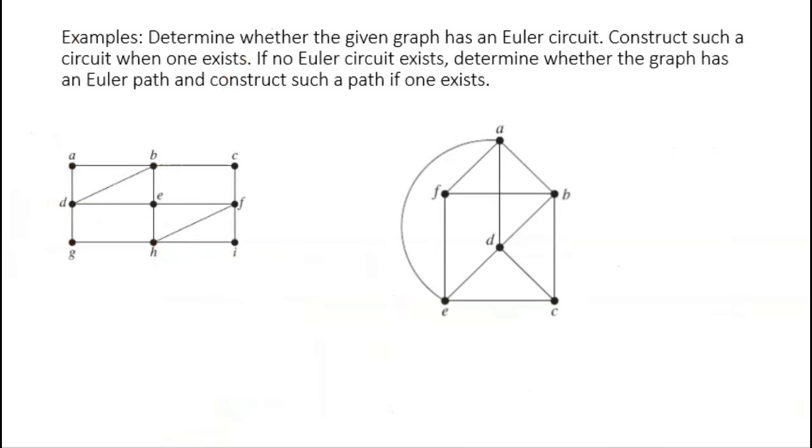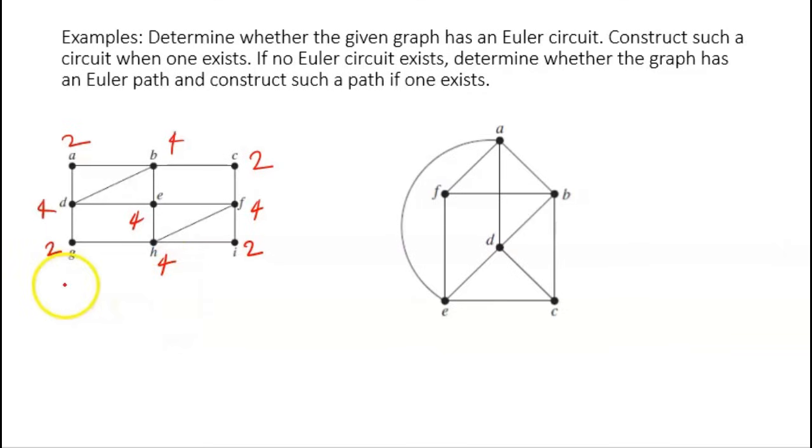So let us take some more examples. If I look at this example here, the vertex A is of degree 2, D is of degree 4, G is of degree 2, H is of degree 4, I is of degree 2, F is of degree 4, C is of degree 2, E is of degree 4, and this is of degree 4. So every vertex present in this graph is of even degree. So it is guaranteed that it will have an Euler circuit.